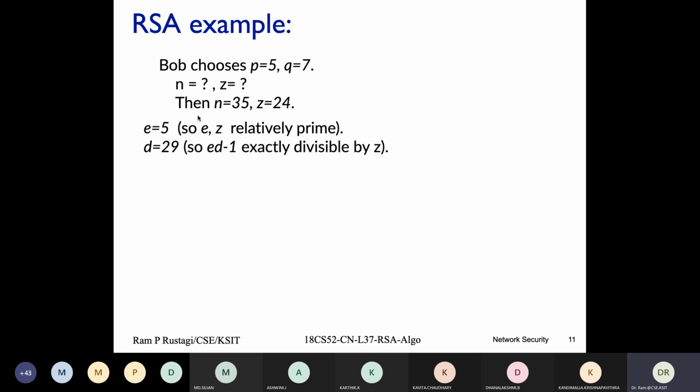Can you give another number which is relatively prime to 24? We chose the first number 5. What could be another number you choose which is relatively prime to 24? It can't be 6. Sir, 7 would be one. 11 would be another. 13 would be another. 17, 19. You can choose any number you feel like. Let's choose 7. Then what should the D be?